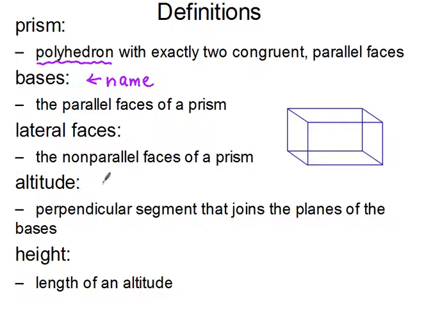Then you guys know what altitudes are. An altitude is a perpendicular segment that joins the planes of the bases, and the altitude is related to the height. The height is the length of an altitude. So that's how we tell the height. When we get to volume, that's going to be really important.